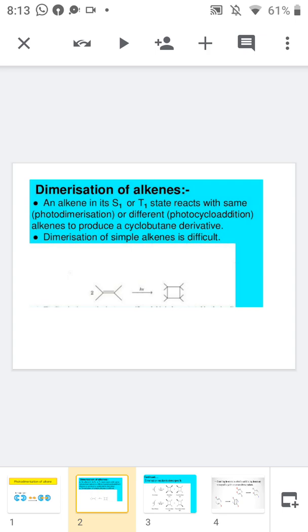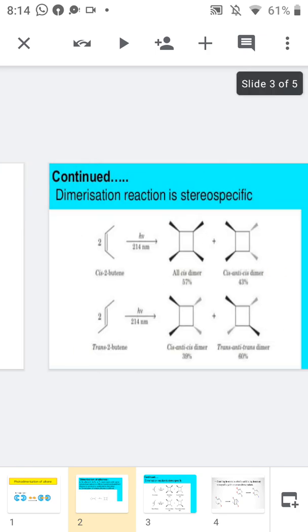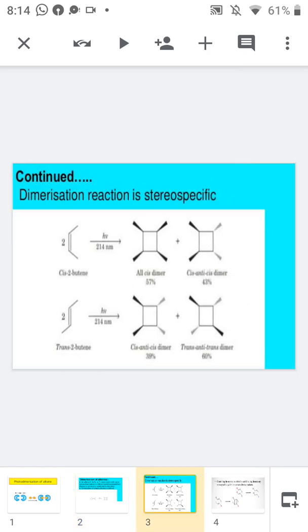Now the dimerization of simple alkene is very difficult because it absorbs the higher energy UV radiation. That means UV radiation in the 200 to 300 nanometer range. So if you substitute the ethylene, we can shift the absorption to the higher wavelength region. Okay, lesser energy UV radiation. So we can activate the alkene by substitutions. Now let me move into the first example.